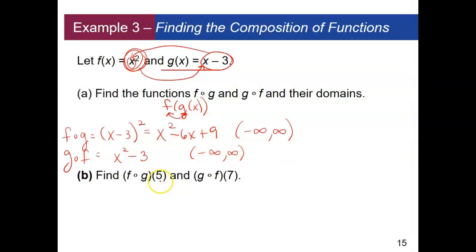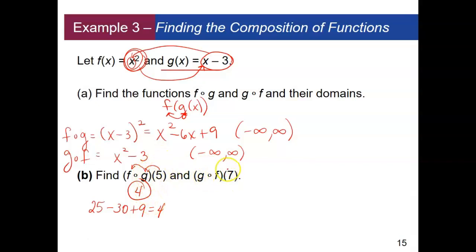If I have a number, there's a couple ways you can do this. One, you can go to these simplified formulas that you've just come up with. The other would be to just simply take 5 and put it into g, and then take that answer and put it into f. So g of 5 is going to be 2. 5 minus 3 is 2. So then I'm going to put 2 in here, and I'm going to get 4 as my answer. It would be the same if I were to plug in 5 here. I would have 25 minus 30 plus 9, and that's going to give me 4. So whichever way is easier for you.